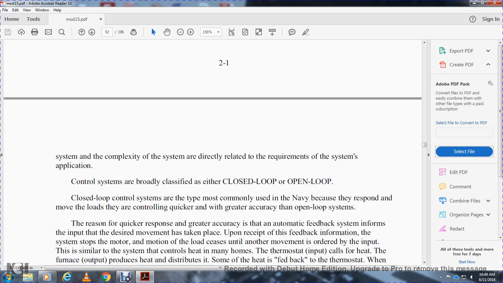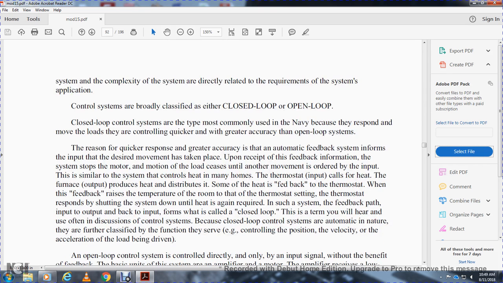Closed loop control systems are the type most commonly used in the Navy because they respond more quickly to the load, with greater accuracy than open loop systems. For this reason, the quick response and greater accuracy of the automatic feedback system, they perform the input with the desired amount of movement. Upon receipt of the feedback information, the system stops the motor, and the motion of the load ceases until another movement is ordered.